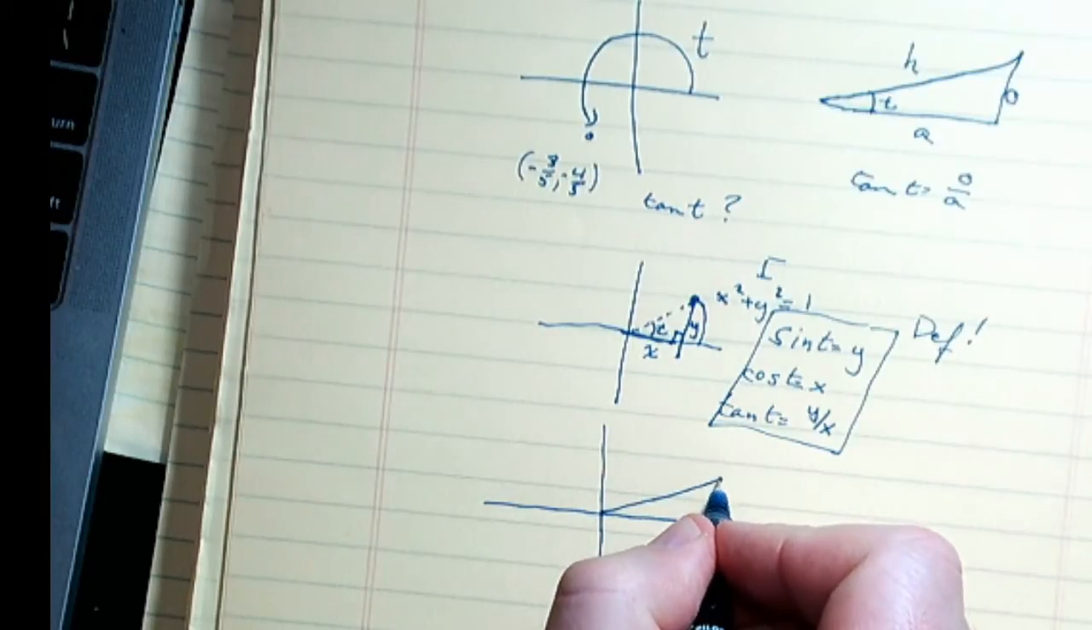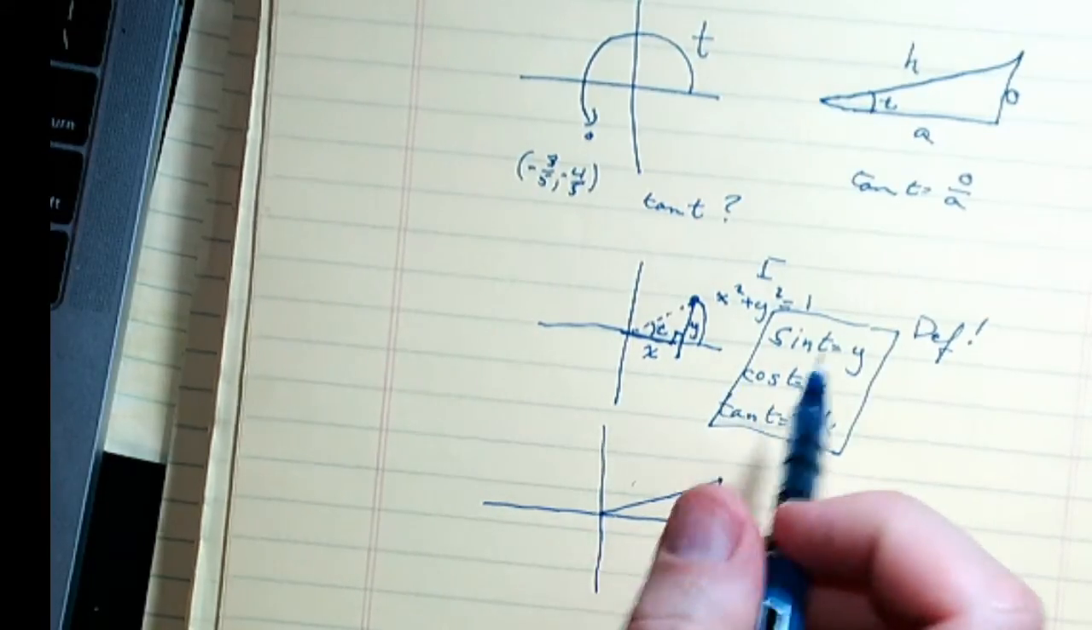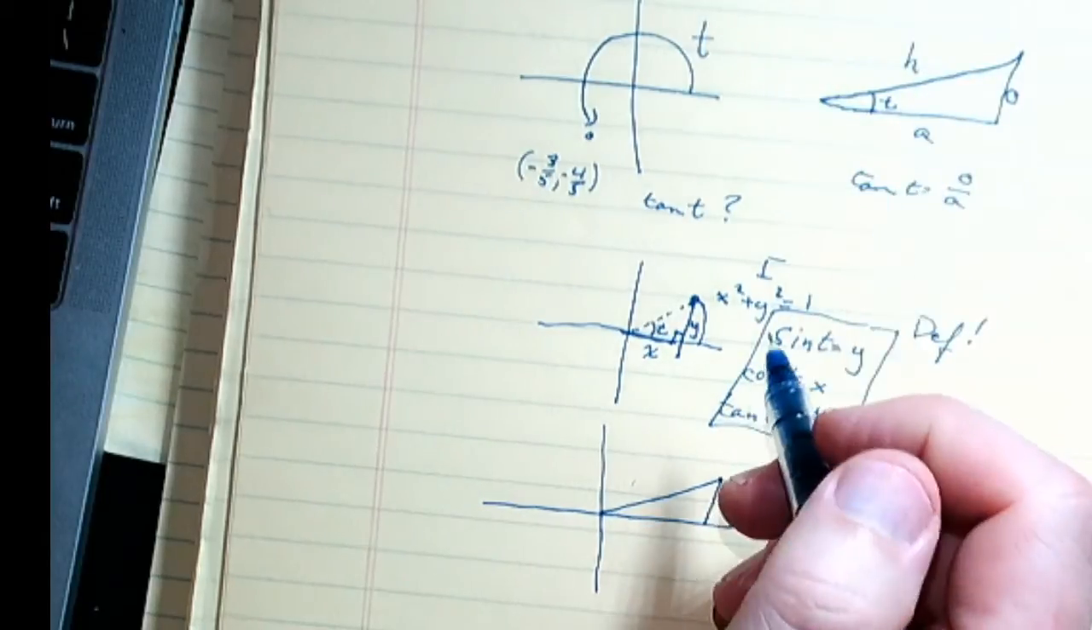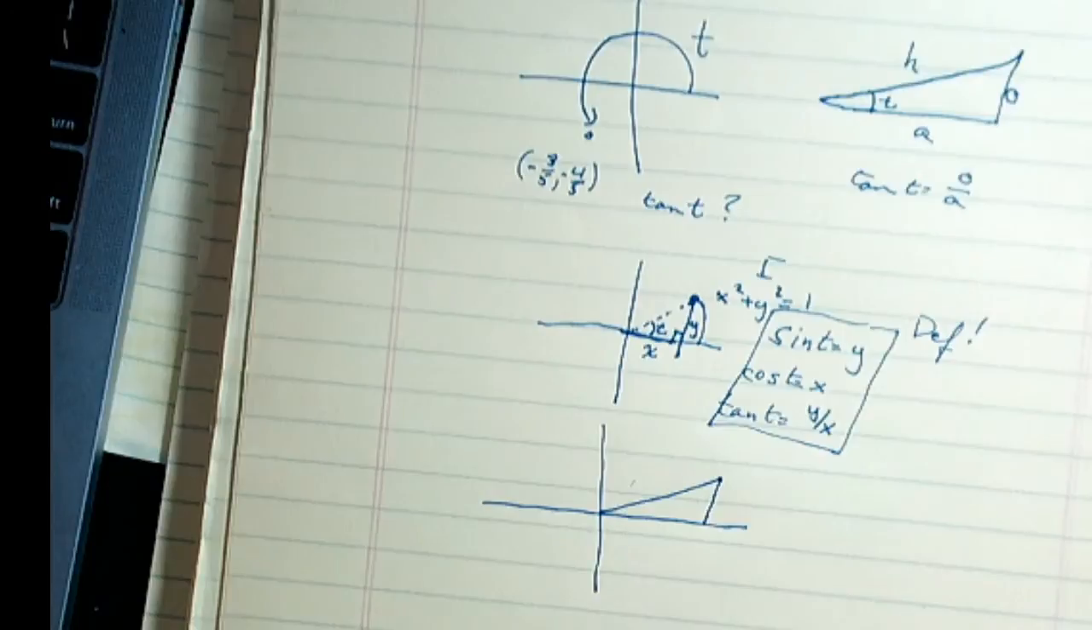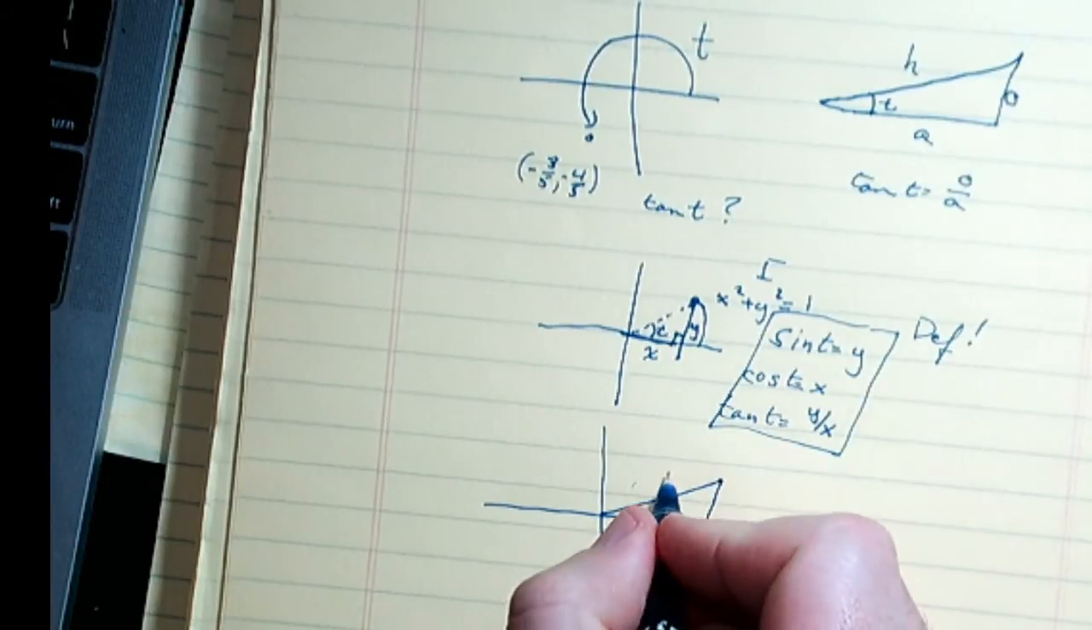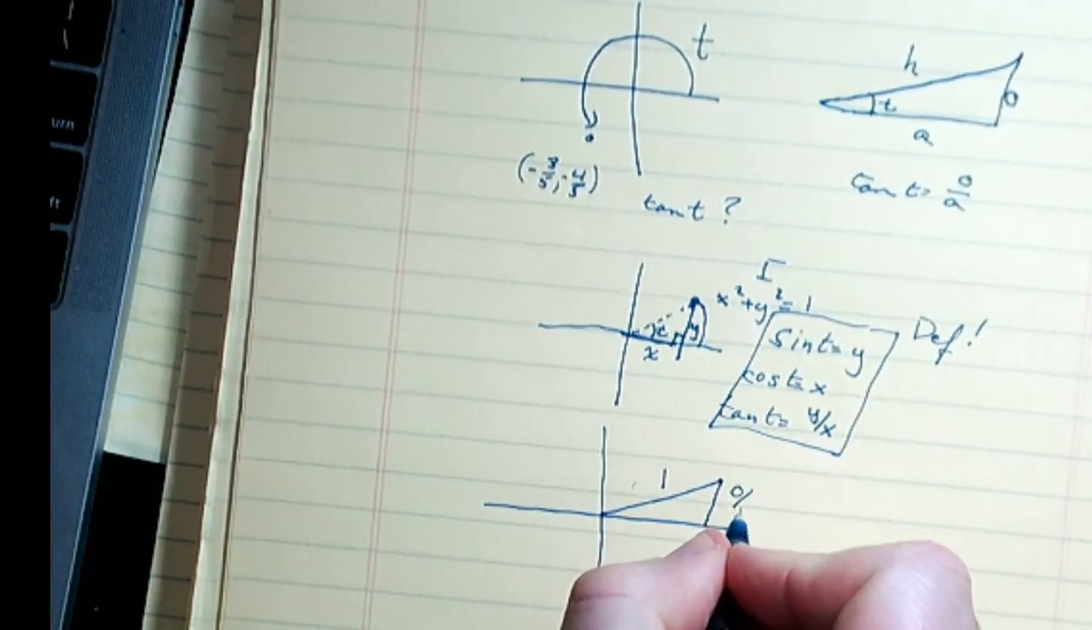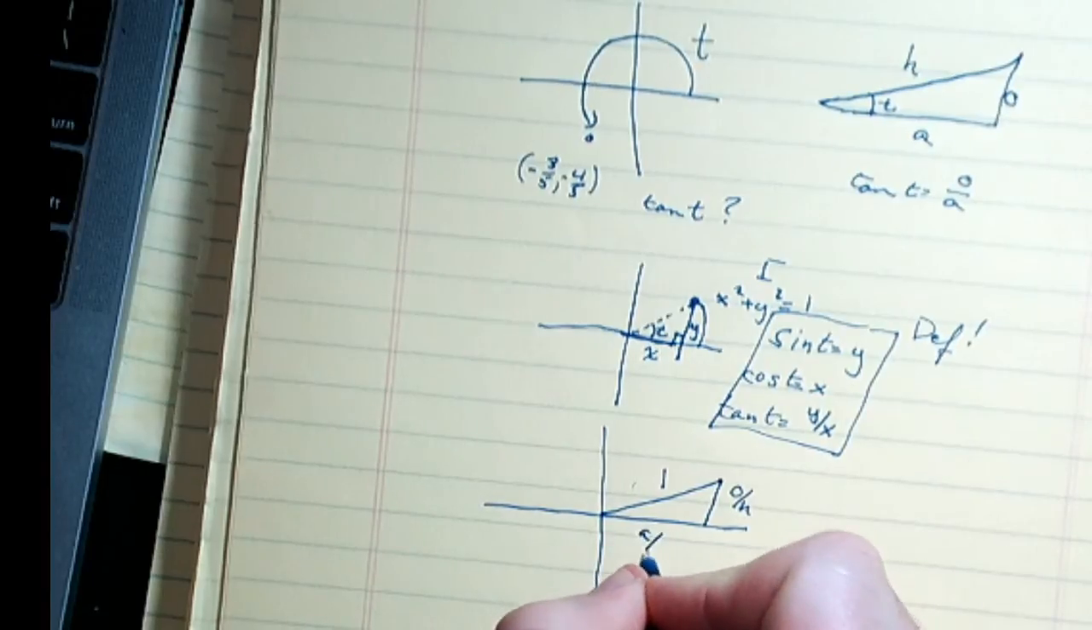where I can make the hypotenuse 1, and how can I do that? I divide all 3 sides by h. That gives me a similar triangle. It's not a congruent triangle, the sides are different, but it's a similar triangle, the ratios are all still the same. 1, O over h, and A over h.